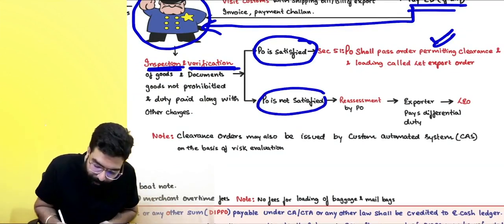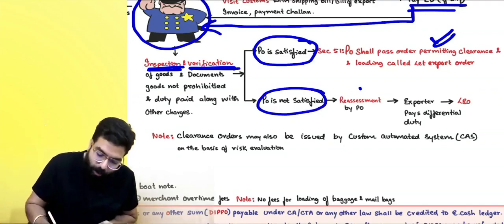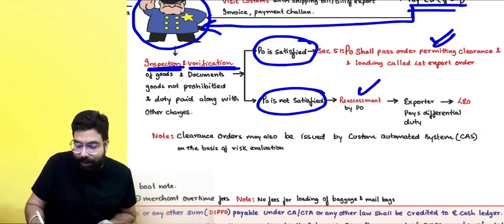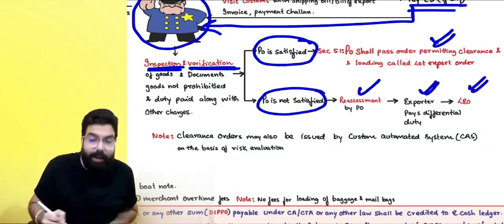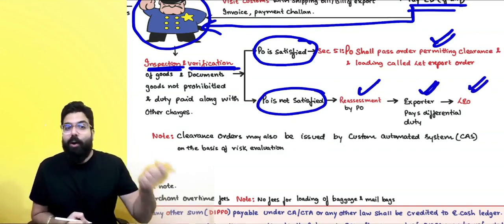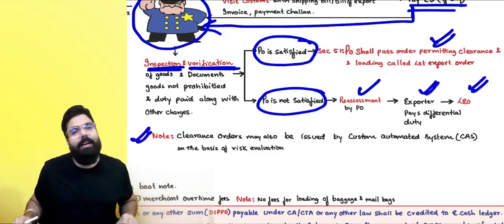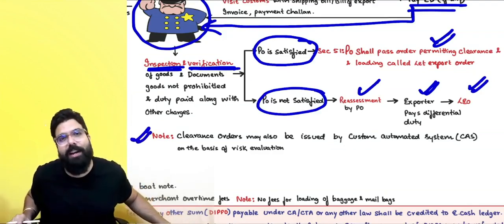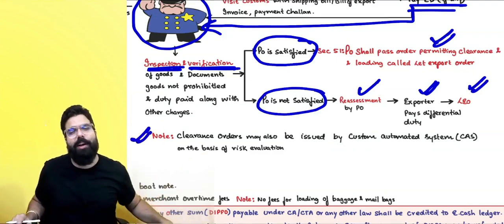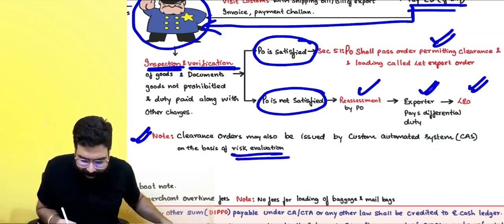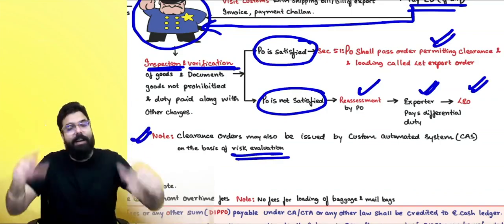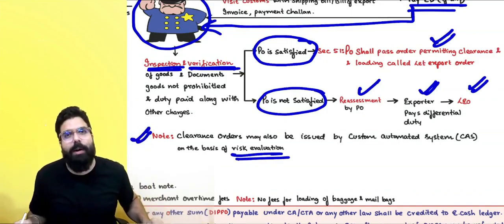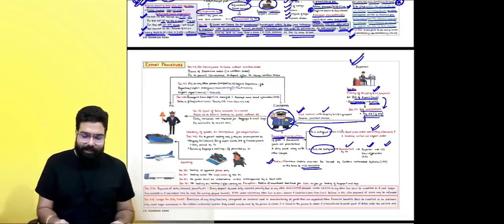Now, if the proper officer is not satisfied, he will do the reassessment and tell you to pay the differential. Pay the differential, and he will give you a let export order. Also remember, nowadays the customs automated system gives you an automatic clearance order based on the risk evaluation. That is, you don't have to go to the customs. Automatic clearance orders are being issued nowadays based on your risk evaluation.